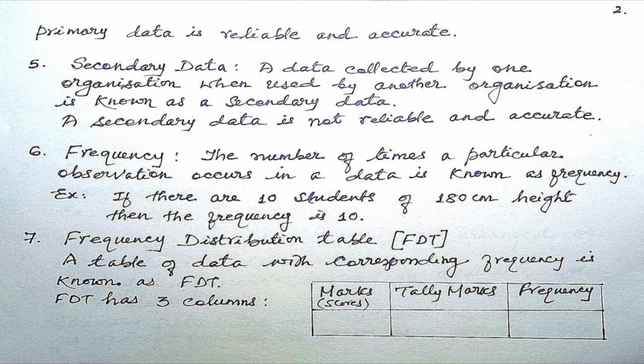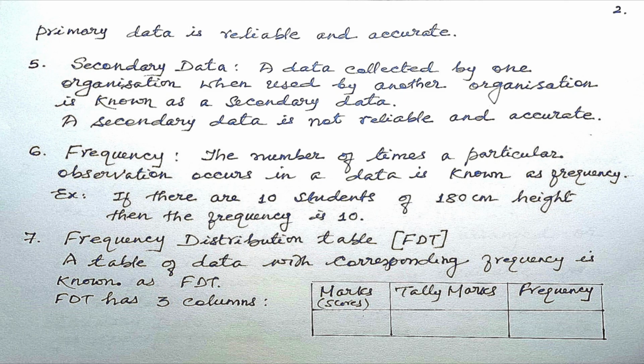Now the next important term is frequency. The number of times a particular observation occurs in a data is known as frequency. If there are 10 students of 180 centimeters height in a class, then the frequency is 10. So frequency is just a count of similar values or same values.